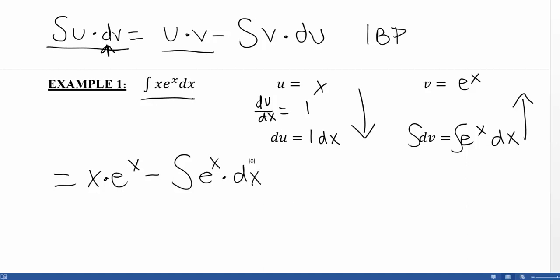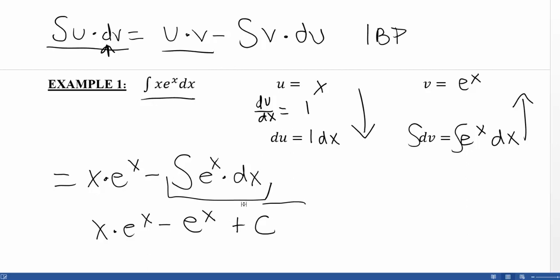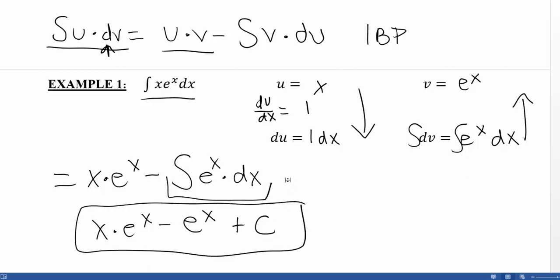So our last step is to find the antiderivative that's in the formula. The first term stays the same, x e to the x, and then the antiderivative of e to the x is e to the x. Now that I've done that step, my indefinite integral symbol is gone and my dx is gone, and I get my final answer. So here, my antiderivative is x e to the x minus e to the x plus c.